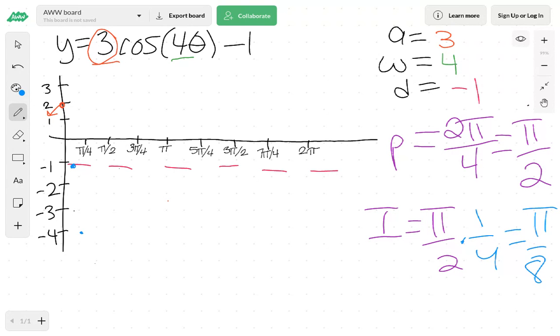Then in between pi over 4 and pi over 2, I'm going to be back to my midline. And finally, at pi over 2, I'm going to be back at 2, at the maximum or the top of my graph. And now I can finish my first period of my cosine graph. Notice how my arrows are curved on either end, and I could continue on with the pattern to spread my graph out a little more if I choose to.